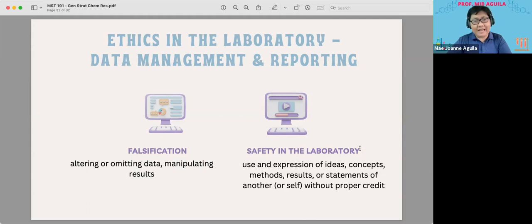Plagiarism is another aspect that, unconsciously or consciously, students may be involved in that greatly questions ethics. Plagiarism is the use and expression of ideas, concepts, methods, results, or statements of others, or yourself, without proper credit. There is such a thing known as self-plagiarism. That's why you are asked to paraphrase, say, a sentence that you already made, because you are in danger of self-plagiarism. So you're plagiarizing yourself. Please emphasize that to your students.